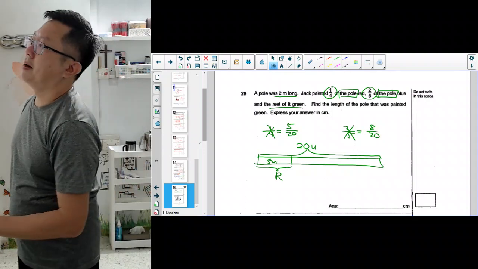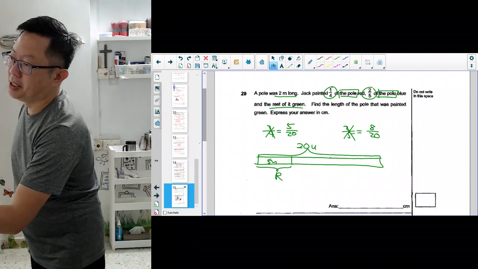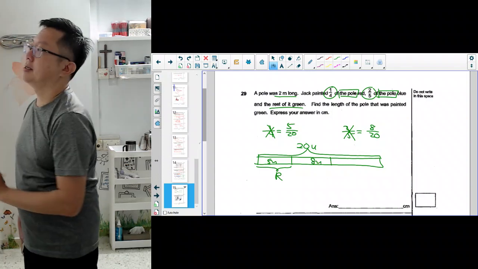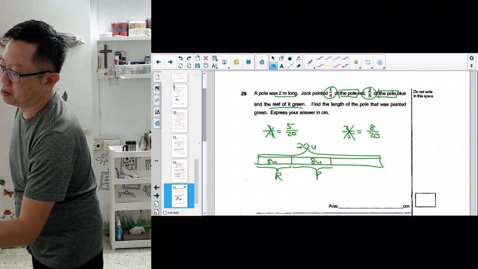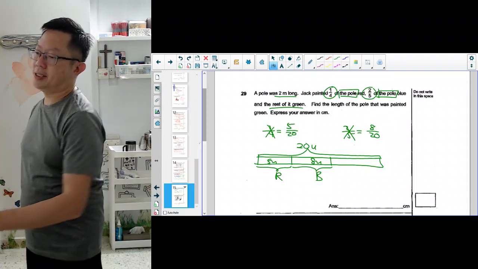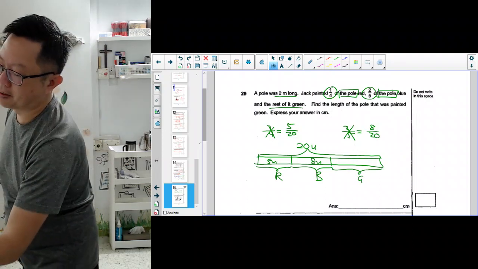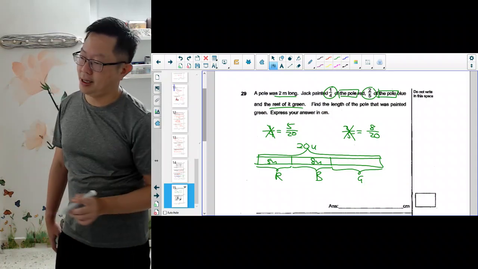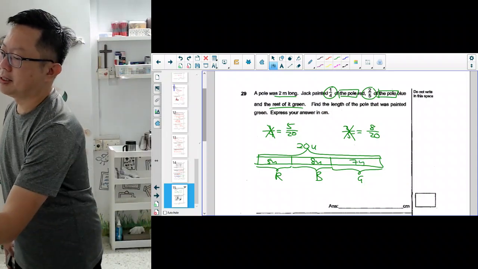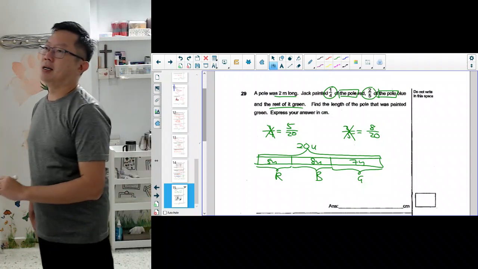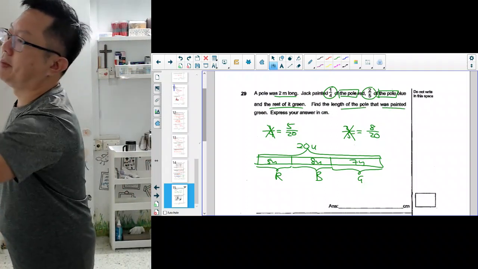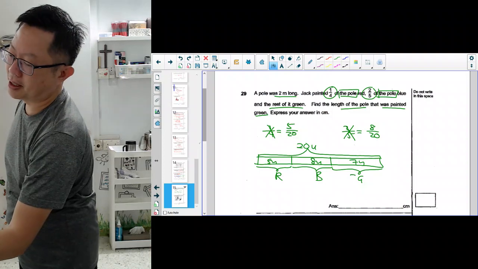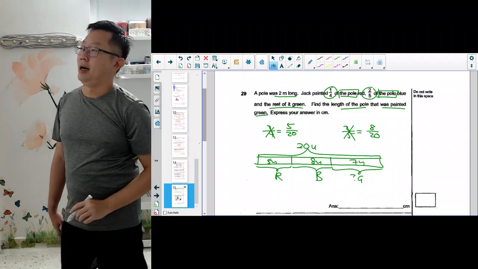And Jack painted 2/5, which is how many units? Which is 8 units, and that is blue. And the rest of it, okay, the rest over here is green. And how many units is that? That will be 20 minus 5 minus 8. That will give me 7 units. So what is the length of the pole that was painted green? So your question mark here. Okay, and how long is the pole?